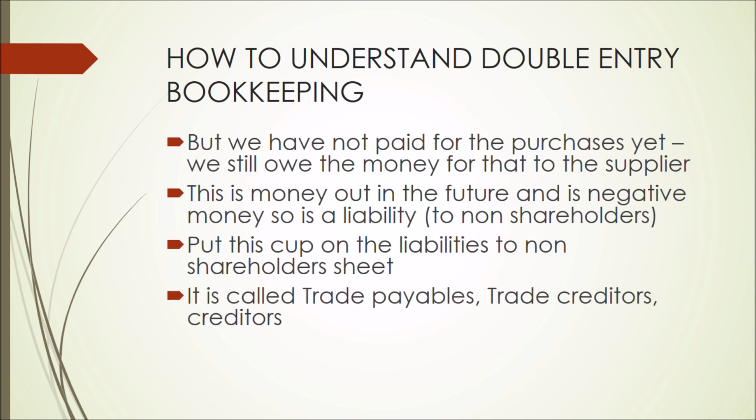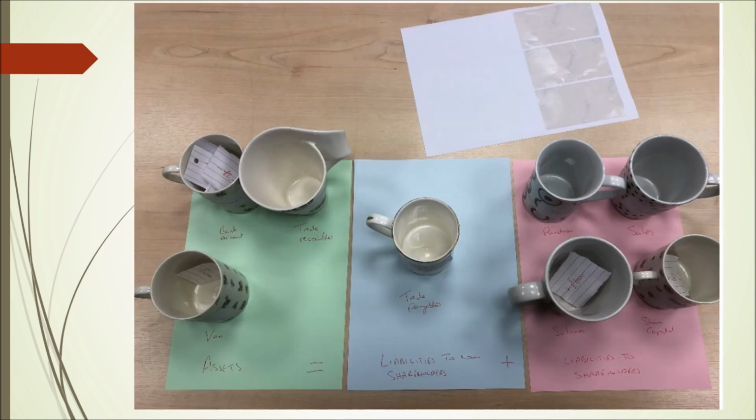Now it could be called a whole different range of things in there. So trade payables, trade creditors, supplier accounts, creditors, anything like that. Now we're going to call it trade payables. So that's what we're going to have here. So we've got our van that we bought, didn't we? And we bought that for £3,000 in there.